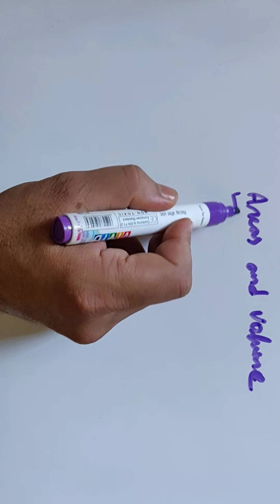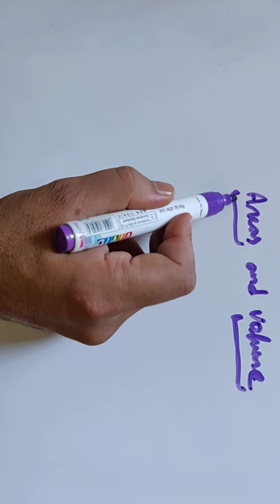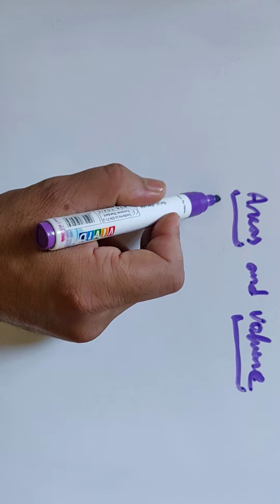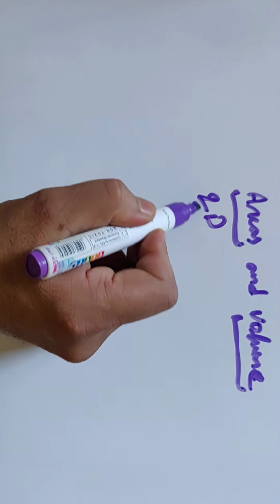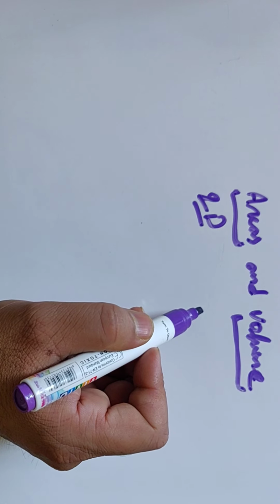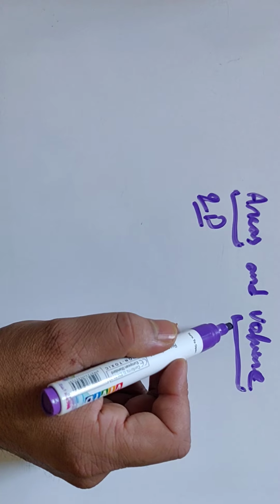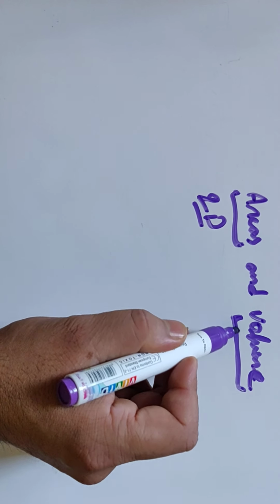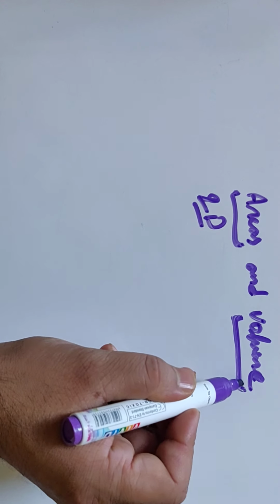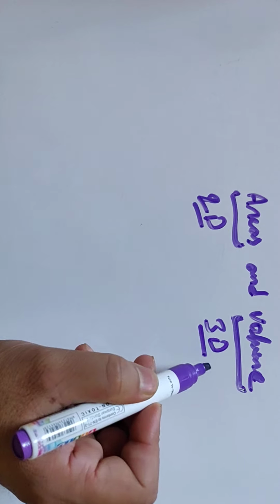So the difference between area and volume, there are many differences, but the basic difference is that area is a two-dimensional thing, which only has the length and the width, which we take. And volume is actually a three-dimensional thing. So, in order to understand volume, we have to do a bit of visualization.